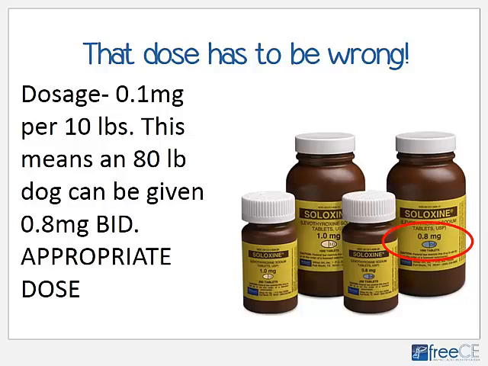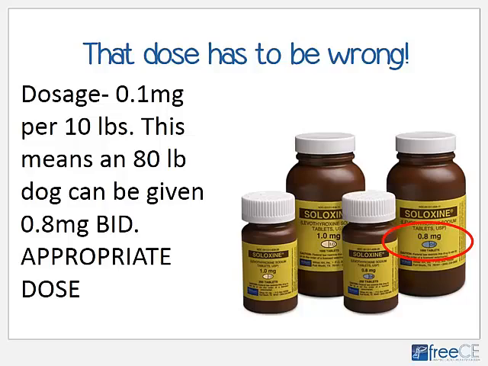panic for the pharmacist. Our doses to treat dogs with levothyroxine are very high compared to what you are accustomed to. At a dose of 0.1 milligram per 10 pounds, it is absolutely normal for an 80-pound dog to receive 0.8 milligrams of levothyroxine twice a day.